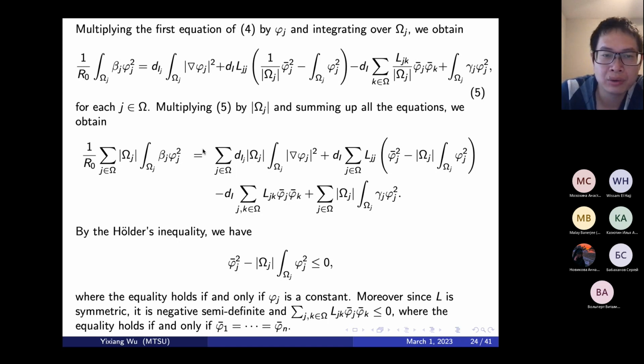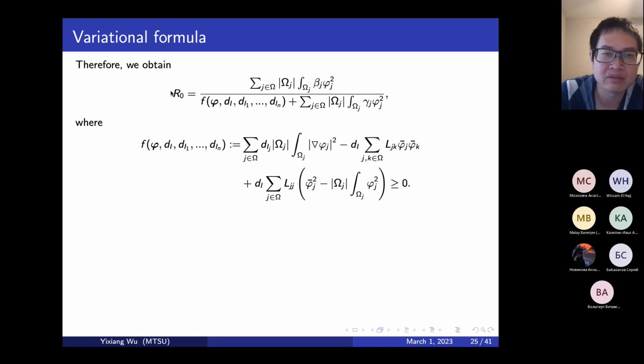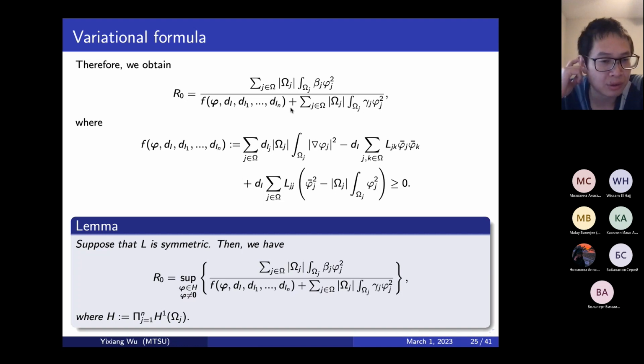So combining this, we know the right-hand side of each term is greater or equal to 0. So that means we have R0 equals this. And the denominator here is going to be positive. So now we can show that if L is symmetric, then this basic reproduction number has a variational form.